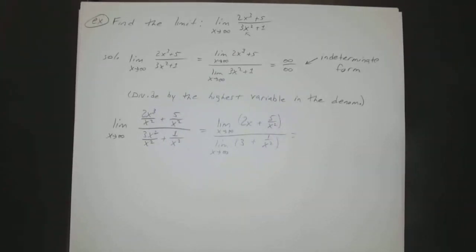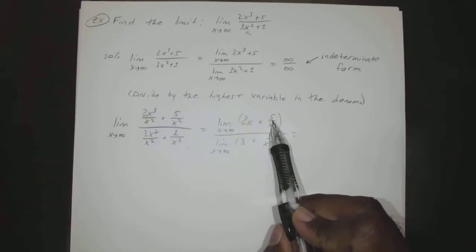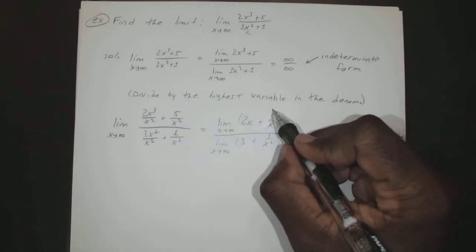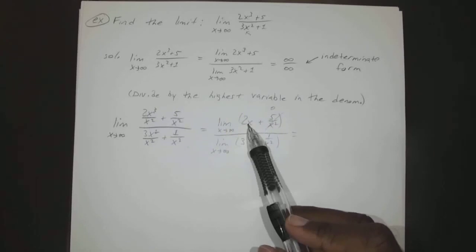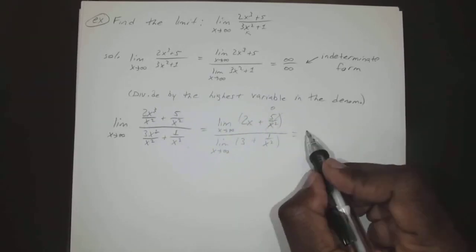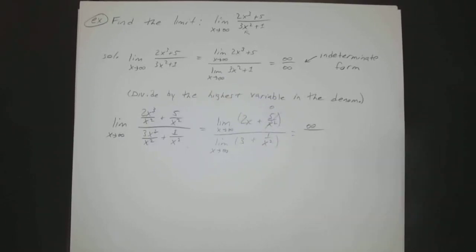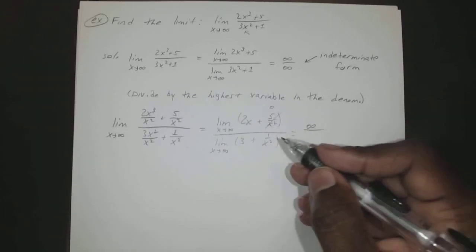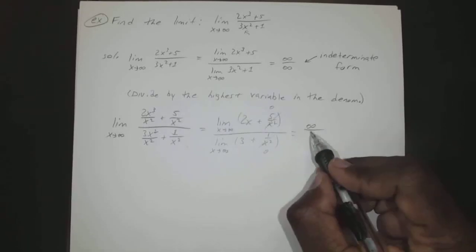Okay. So we know the limit of 5 over x squared actually just becomes 0, so that disappears. But for 2x, no matter how big the number you get, you keep doubling it, it's just going to keep getting bigger and bigger. So here, we have infinity. But here, we know the limit of 1 over x squared is 0, so that disappears. But you have the limit of 3, which is just 3.